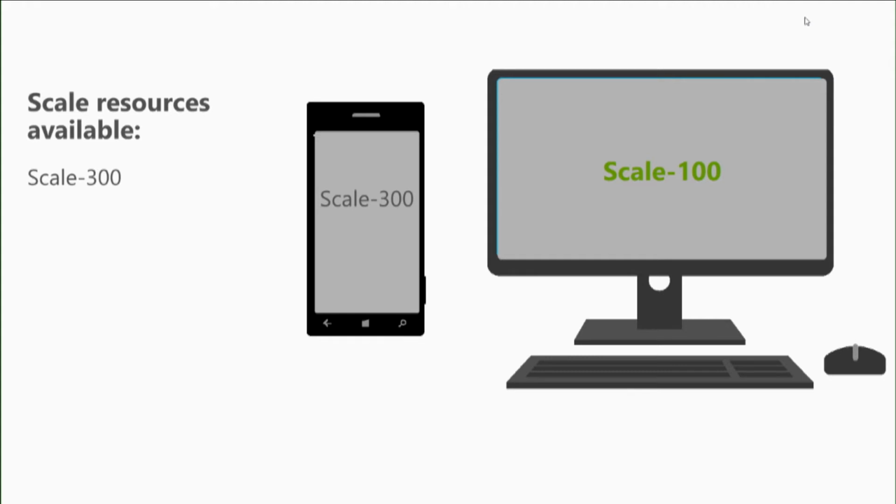So when you connect to a monitor that has a scale 100, it wants to use the scale 100 assets. However, the first time, because only the scale 300 assets are downloaded, you may actually see the scale 300 assets on the larger monitor.